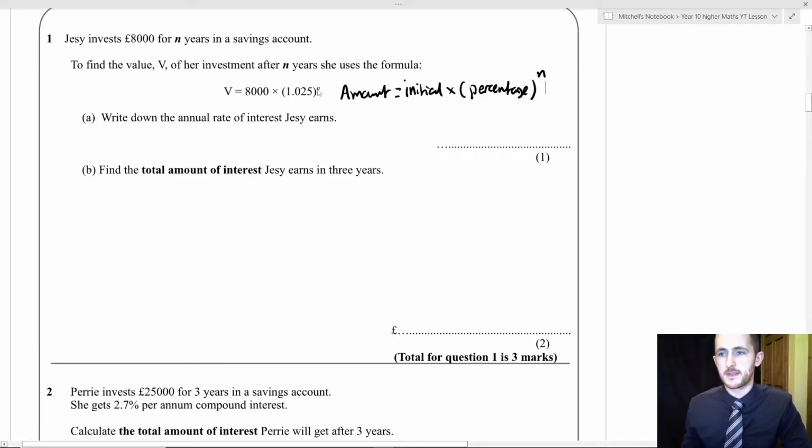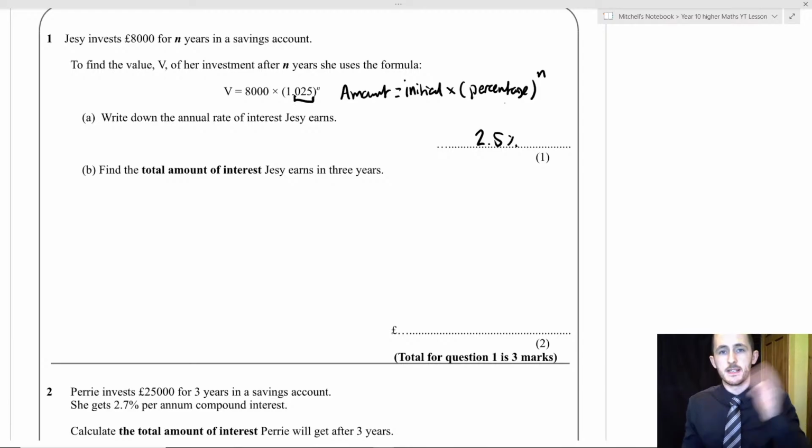But £8,000 is the initial, so they've just replaced initial with £8,000. Good. So the initial amount's £8,000. The percentage is 1.025, and as Evie said, that means the interest is 2.5%. All we look at is the bit after the 1. 0.025 as a percentage is 2.5%. Perfect. Okay. Find the total amount of interest.